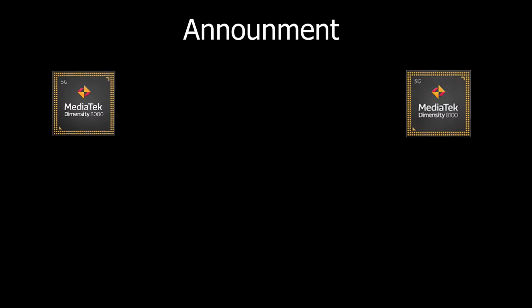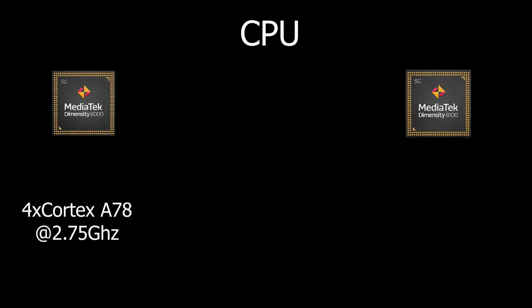Talking about the announcement, both processors have the same date, which is the 1st of March 2022, which is unusual because for the first time on this channel both processors were announced on the same date. Talking about the CPU, you will get 4 Cortex cores based on A78 at 2.75 gigahertz for performance, and for efficiency you will get another 4 Cortex cores based on A55 at 2.0 gigahertz.